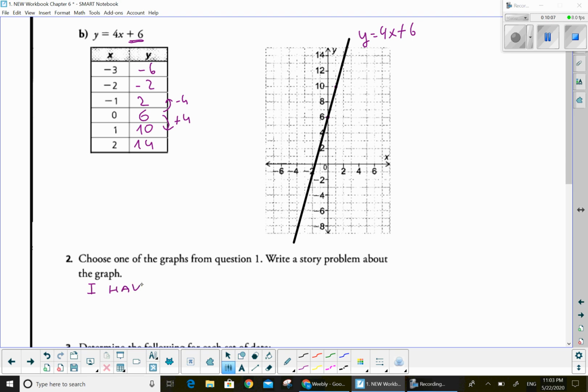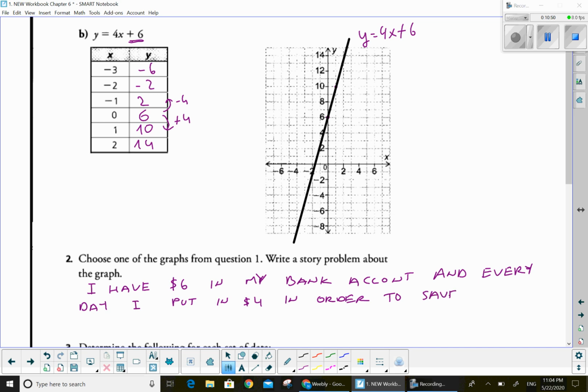I have, what is it, $6 in my bank account, and every day, I put in $4 in order to save for something new, for something to buy. I don't know. Something to buy.